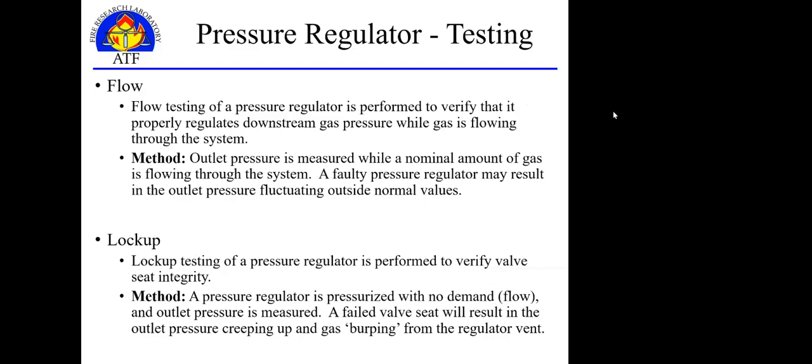So the two types of testing we can do on a regulator: we can flow gas on the outside and actually verify that we're getting the proper pressures downstream. We can also do lockup testing to ensure that it's actually working and not leaking. So we'll turn all the downstream appliances off, turn off all the pilot lights, so there's zero demand on the downstream side of the regulator. And we'll just do a pressure test, and see if we see a pressure drop from the upstream side of that regulator.